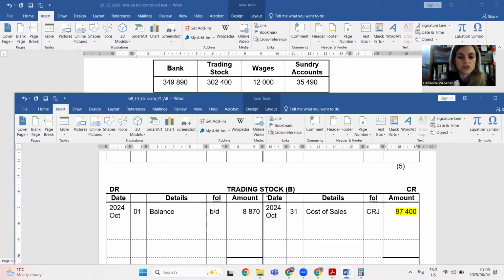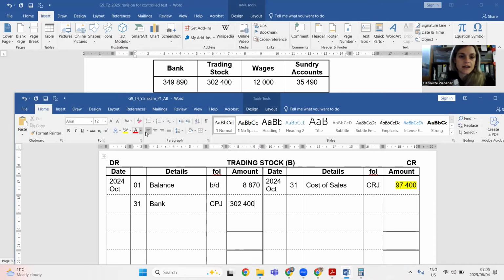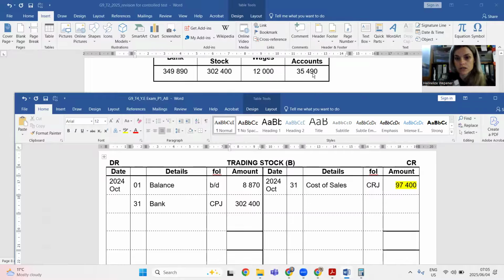So I'm going to go to trading stock and I'm going to say that I have more trading stock because I paid, so bank, as recorded in my CPJ, 302,400. Then wages, we don't have to do that account, so we are just literally going to ignore that information. We can't post sundry because we don't have the details regarding what is within the sundry accounts.